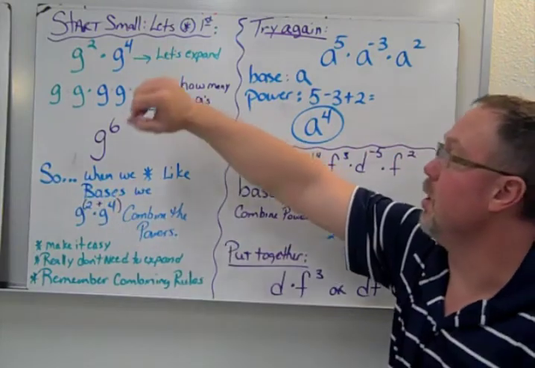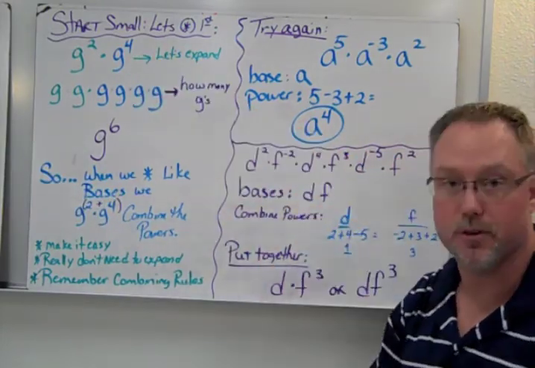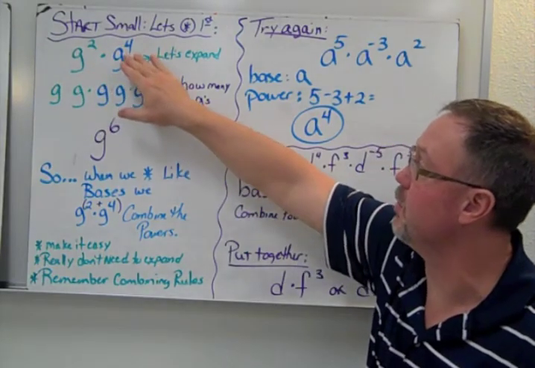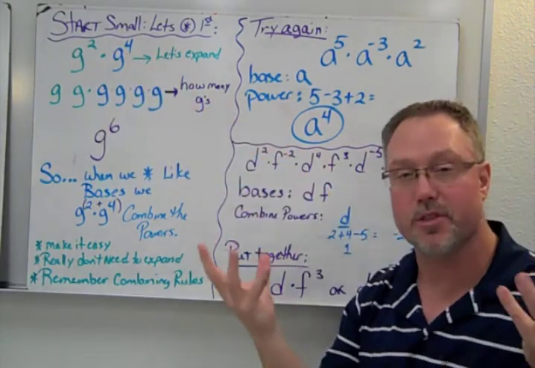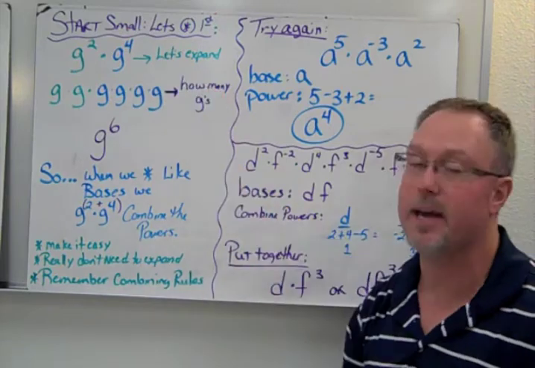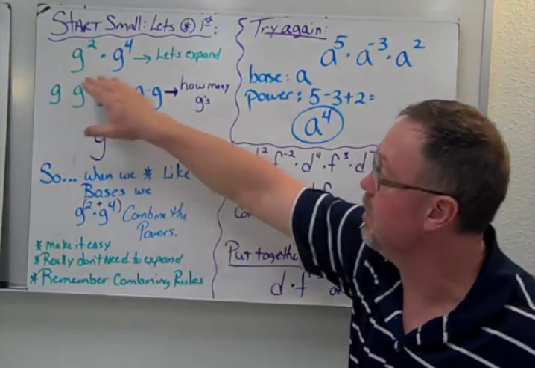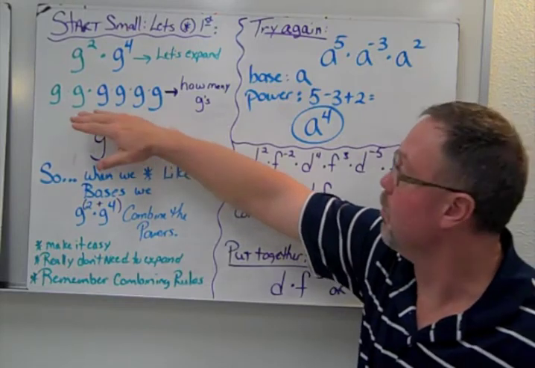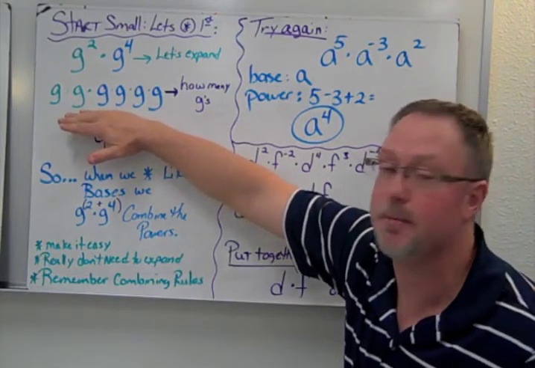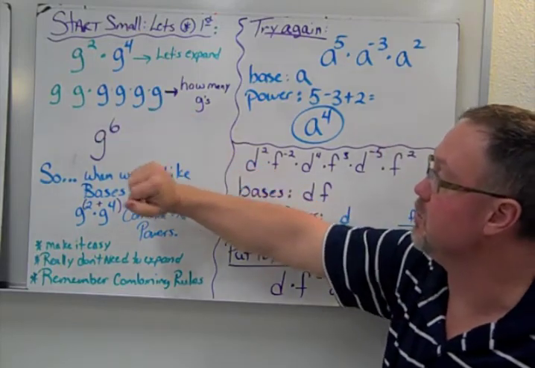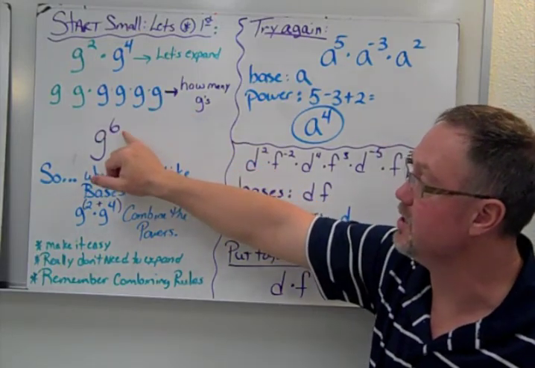So we're going to start small. We're going to multiply first. Our first example, we have g squared times g to the fourth. The first thing as we think about this is we want to expand out how many we have of each of these. So we have 2 g's, we have 4 g's. Well, if we have a total of the same amount, which is the same base, how many of those g's do we have? So it's g to the 6th.